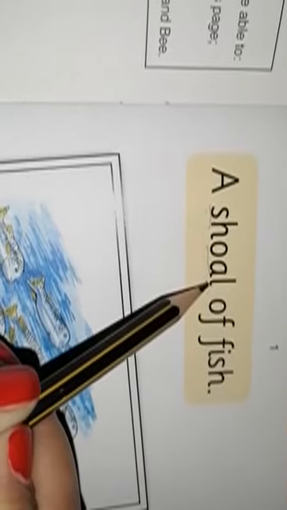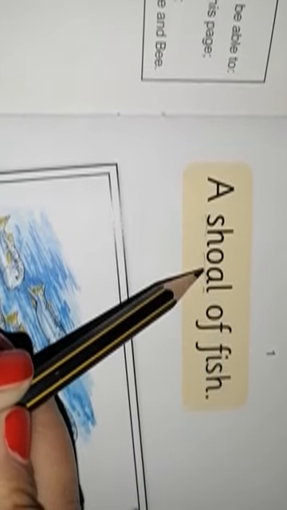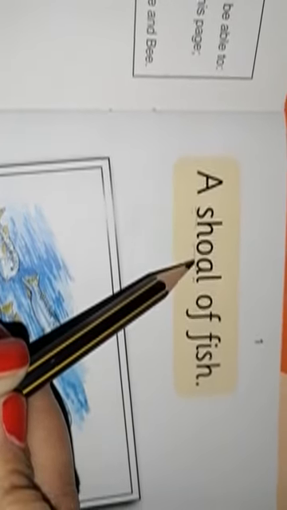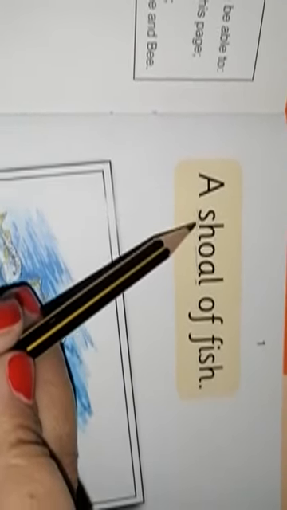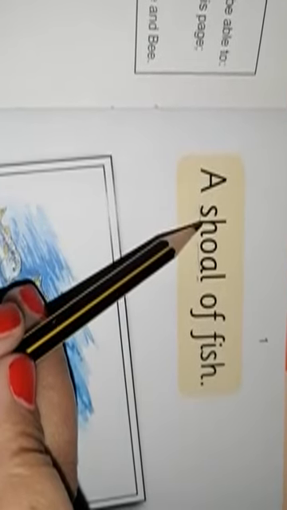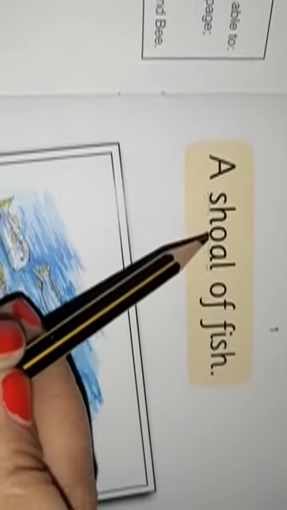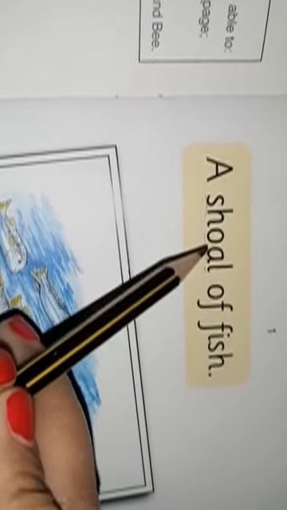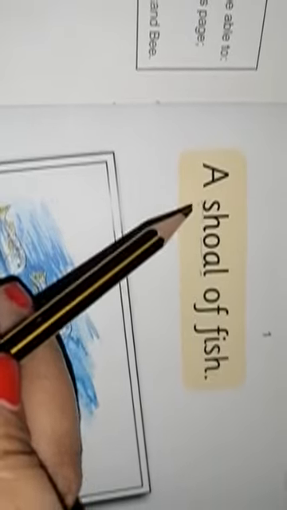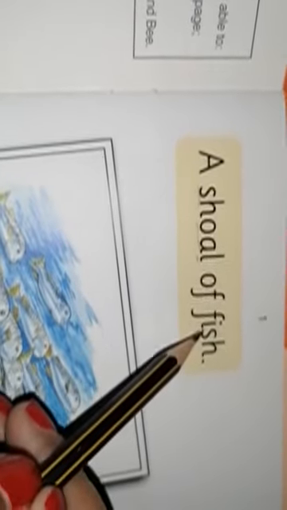This is letter L, and the sound of letter L is L. This is letter O, A. The sound of letter O is O. If we blend them, all. The sound of these letters is Sh. Sh. All. Shawl. A shawl of fish.